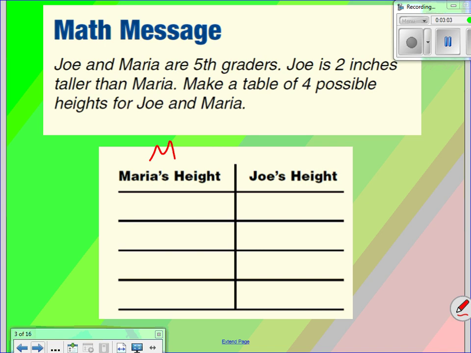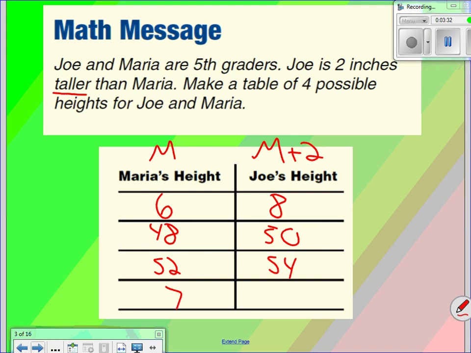Joe's height. Joe is 2 inches taller. So that means we're going to be adding. So wouldn't Joe's height be M plus 2? There's an algebraic expression. So let's take a look. If Maria is 6 inches tall, Maria's pretty short, Joe has to be 8. If Maria is 48 inches tall, a little more realistic, Joe is 50. If Maria is 52 inches tall, Joe has to be 54. If Maria is 7 inches tall, Joe has to be 9. Does that make sense, kids? You have to take a look at what you know and then move on with an algebraic expression.